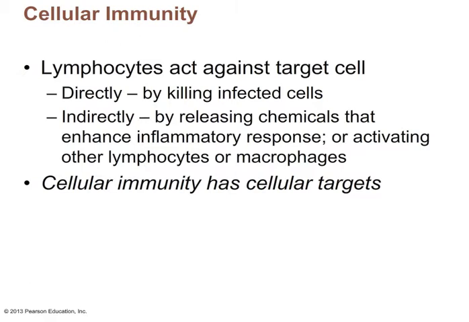T lymphocytes can only detect endogenous antigens, that is, antigens that have been taken up by body cells either through infection or by antigen-presenting cells, which we'll talk about in a minute. So the big picture here is that the T lymphocytes are part of our cellular immunity, and they have cellular targets. And for the most part, these cellular targets are going to be infected body cells.